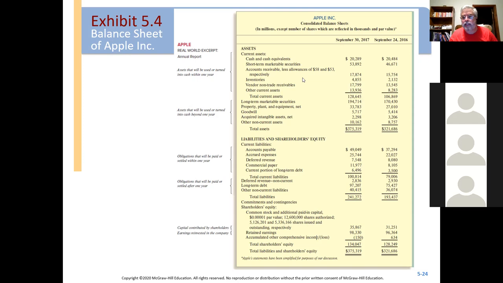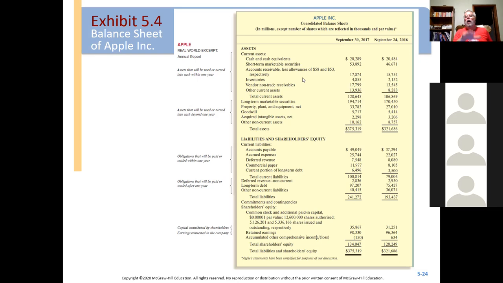Then you'd have the long-term marketable securities. These are investments in bonds and stocks that management does not intend to sell within a year. Then, of course, you'd have your property, plant, and equipment or fixed assets. Goodwill is generated when Apple acquires other companies. For example, Beats.